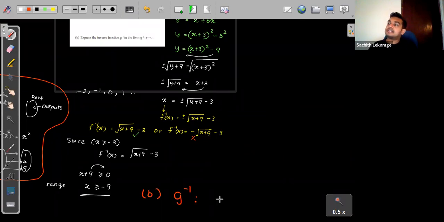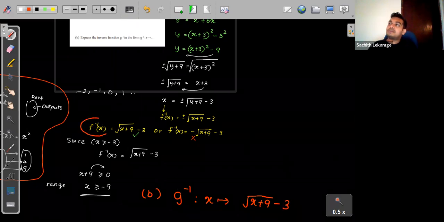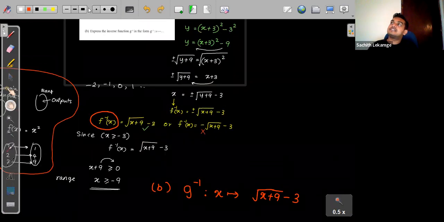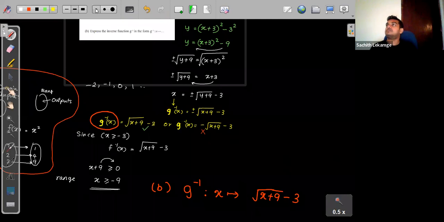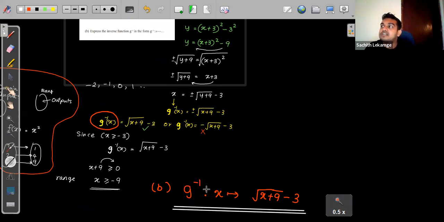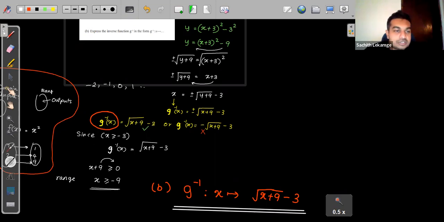G inverse double dot x dash: square root of x plus 9 minus 3. See, you only need to replace this part with this part. That is the only difference, right? This is not f, I'm sorry, this is g of x. Change it. It should be g. This is the answer for the second part. All right, very easy. Just need to write. See, only need to replace this g inverse x with g double dot x. Got it? So different symbol. Nothing else. Okay.